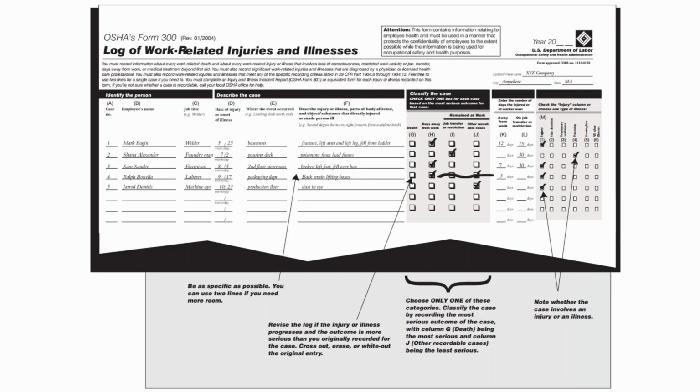The final column is where you check the nature of the injury or illness from 6 options: injury, skin disorder, respiratory condition, poisoning, hearing loss, or other.